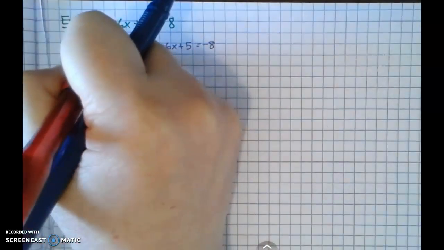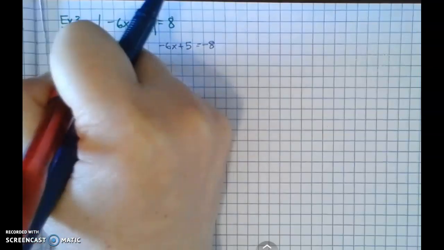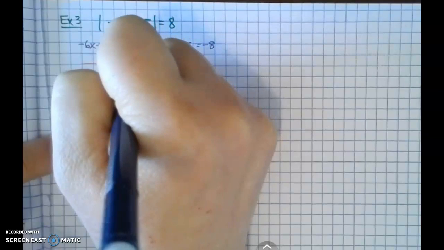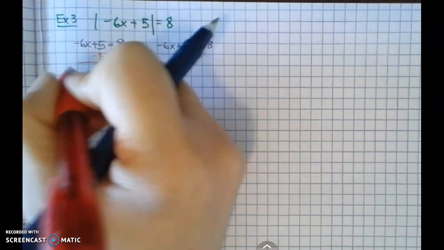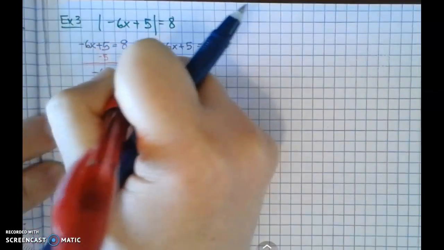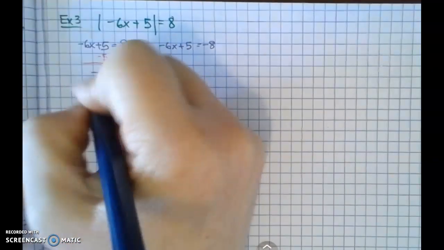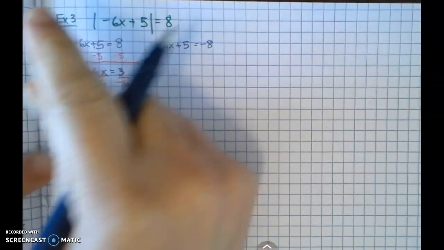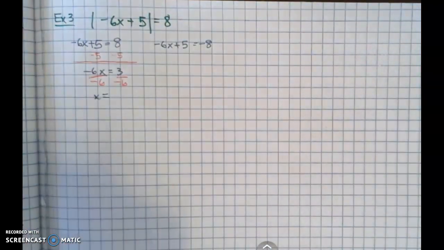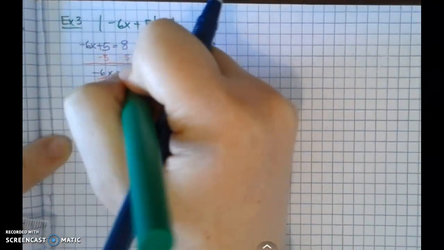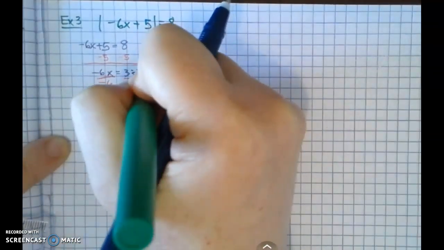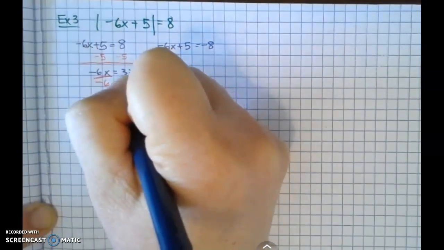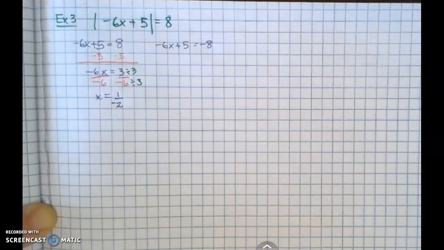What do I do next? I subtract 5 from both sides, and that leaves me with negative 6x is equal to 3. Then I divide both sides by negative 6 and get x is 3 divided by negative 6. Can I simplify this anymore? Well, I can divide both numerator and denominator by 3. That becomes 1 over 2. And don't forget the negative sign, so it's negative half.